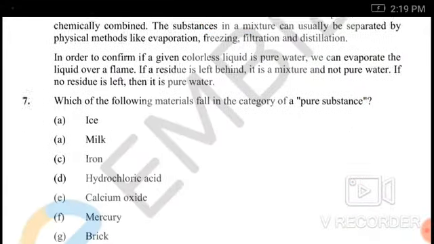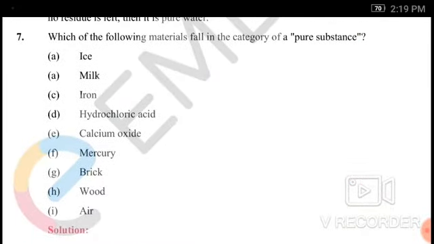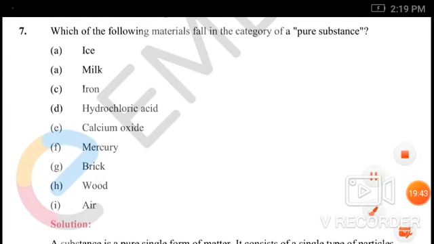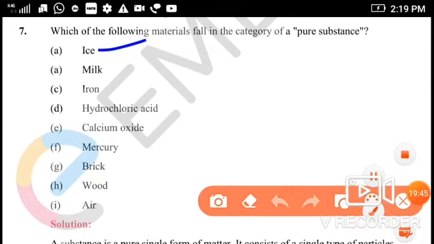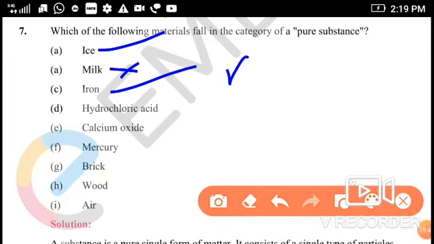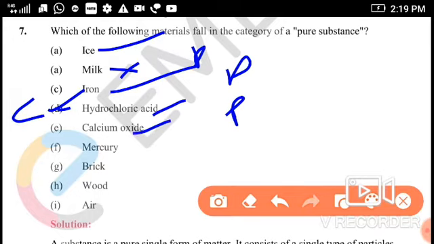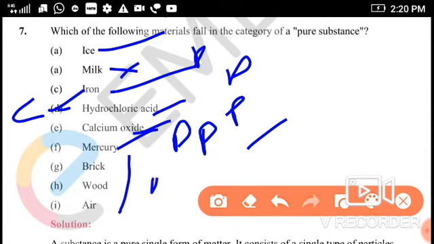Which of the following materials fall in the category of pure substance? Ice is pure, milk is not pure, iron is pure, hydrochloric acid is pure because it is a compound, and a compound is always pure. Calcium oxide is also a compound, it is pure. Mercury is also pure, and these others are mixtures, so not pure.